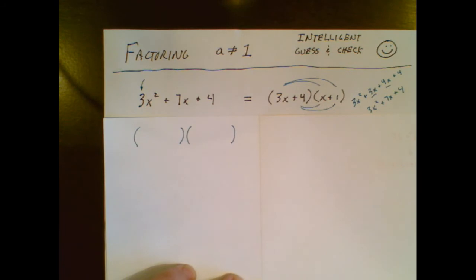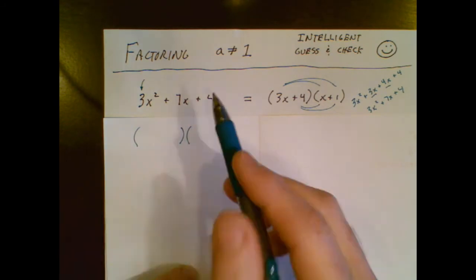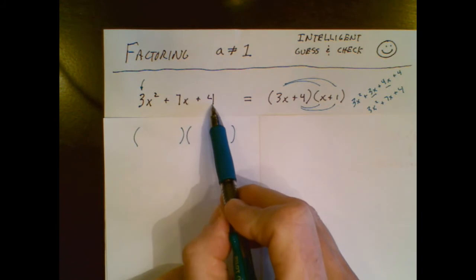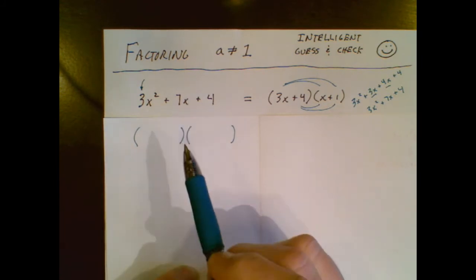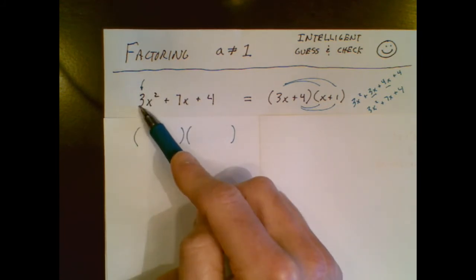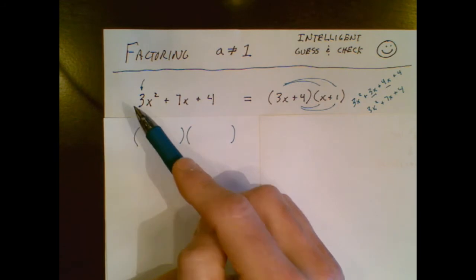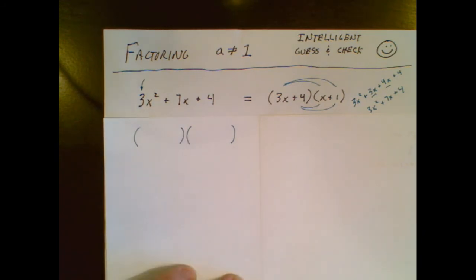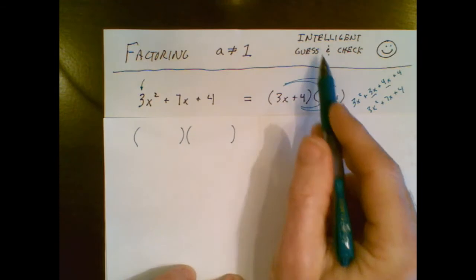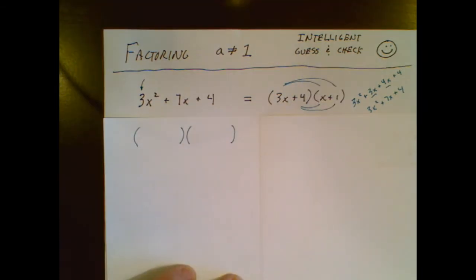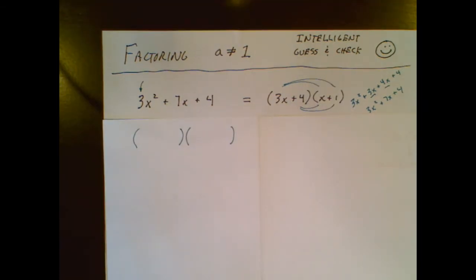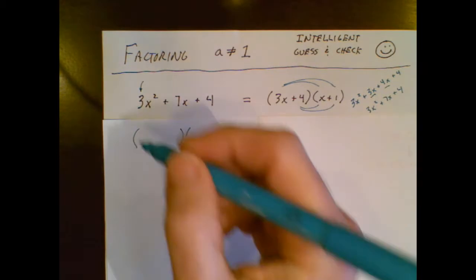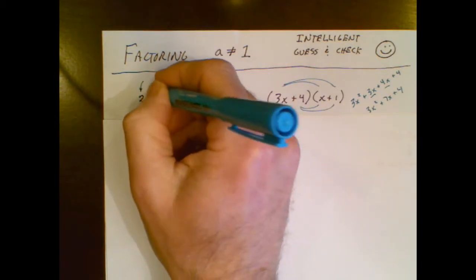The problem is you can't follow that guideline we used to follow. We used to say, what two numbers multiply to 4 and add to positive 7? That question works if the leading coefficient is a 1. If the leading coefficient is not a 1, then I've got a problem. I have to follow what I'm going to call intelligent guess and check.